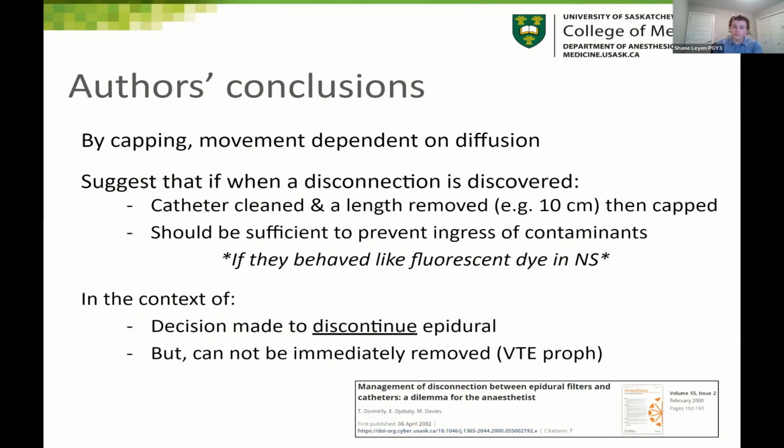Their conclusion is that by capping, some of the previous authors' conclusions, that movement would just be dependent on diffusion. Their suggestion was that if a disconnection is discovered, the catheter should be cleaned, a length removed, potentially 10 centimeters, they weren't entirely clear, and then capped. The reasoning being that this should be sufficient to prevent further ingress of contaminants, caveat being that contaminants behave like fluorescent dye in normal saline.